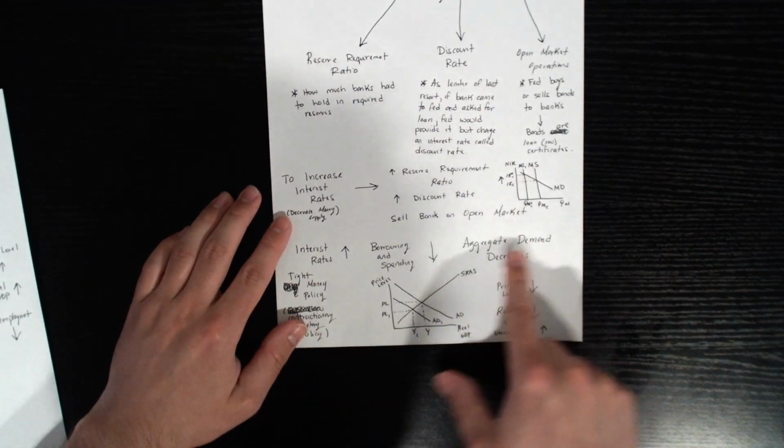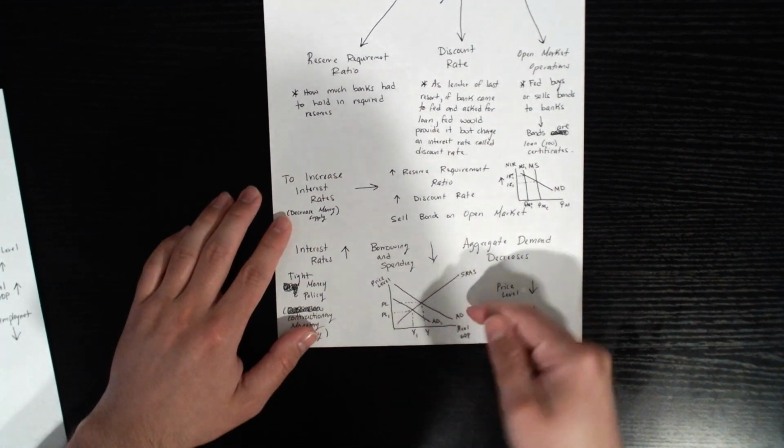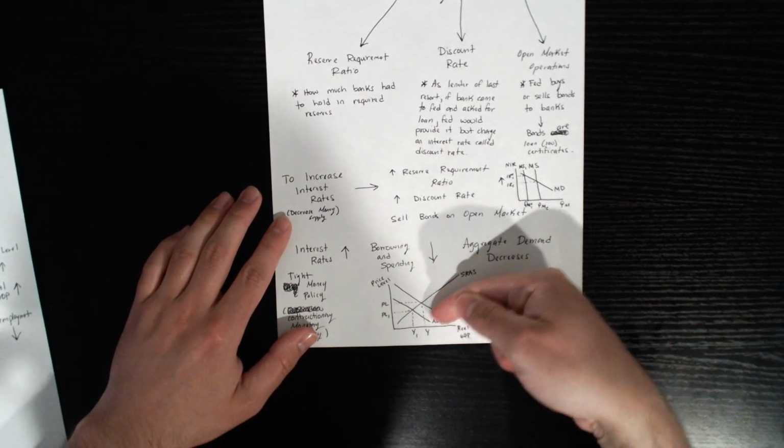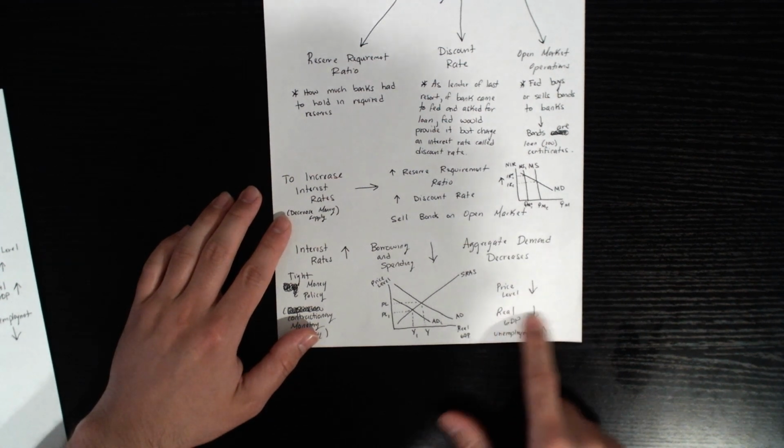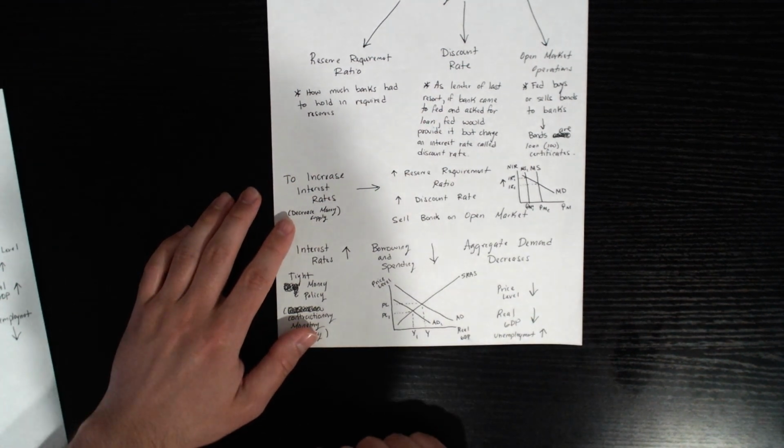You can see here that because aggregate demand is decreasing due to lower spending, it's going to shift to the left, which results in price levels going down, real GDP going down, and higher unemployment.